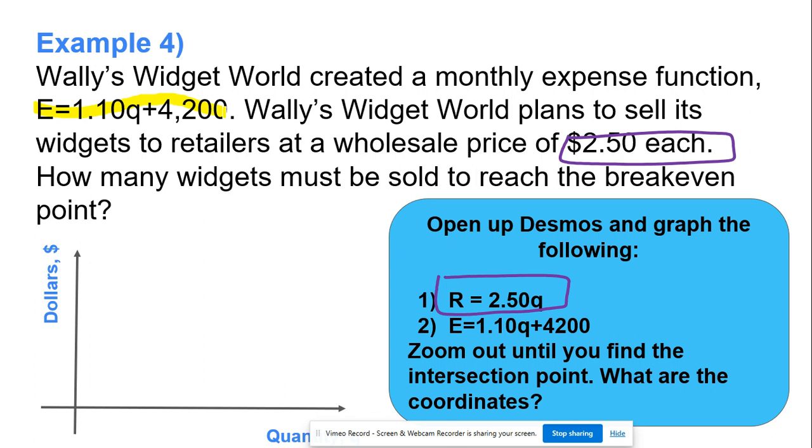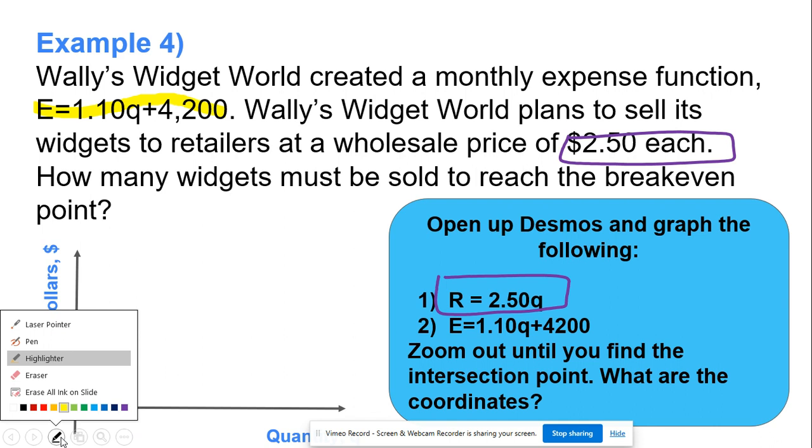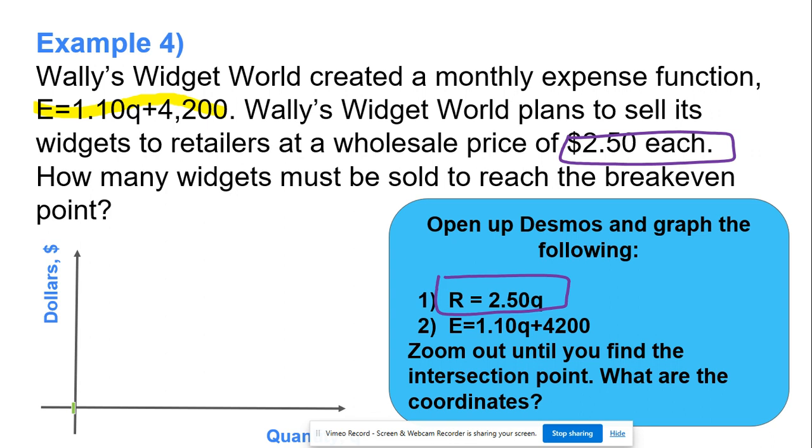Okay. Then something a little tricky is we have to write the revenue in terms of what comes next. It says that Wally's Widget World plans to sell its widgets to retailers at the wholesale price of $2.50 each. So that means $2.50 times every quantity is the revenue, right? The price times the quantity, that's the revenue, right?